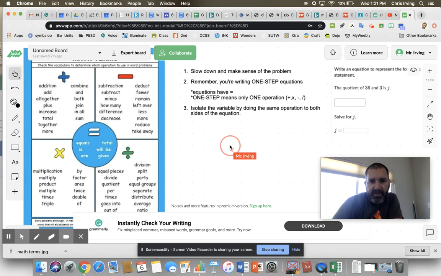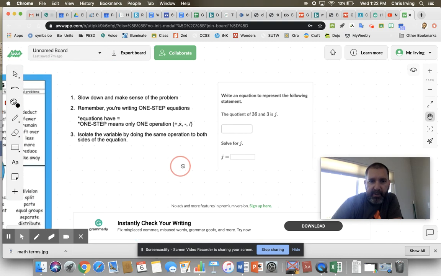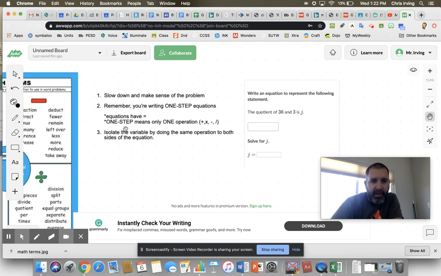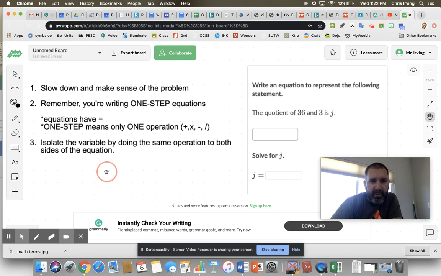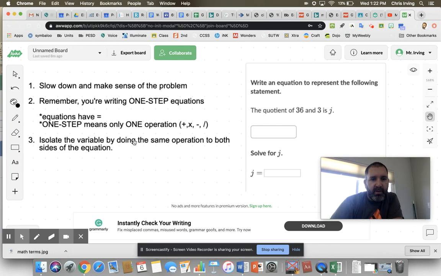Let me zoom in here. No, that's not doing what I want it to do here. Let's try one more thing. There we go. Okay, let me zoom in just slightly. All right, there we go. So here's an example of a problem that you're going to see on the right-hand side of your screen. It says, write an equation to represent the following statement.